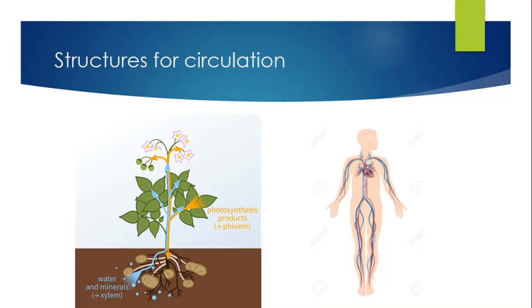We also have structures for circulation. Circulation is the process of circulating fluid inside the living organism. We have different kinds of fluids. For example, in insects we have another type of blood. So insects are different from humans, and in plants we have just water and nutrients.